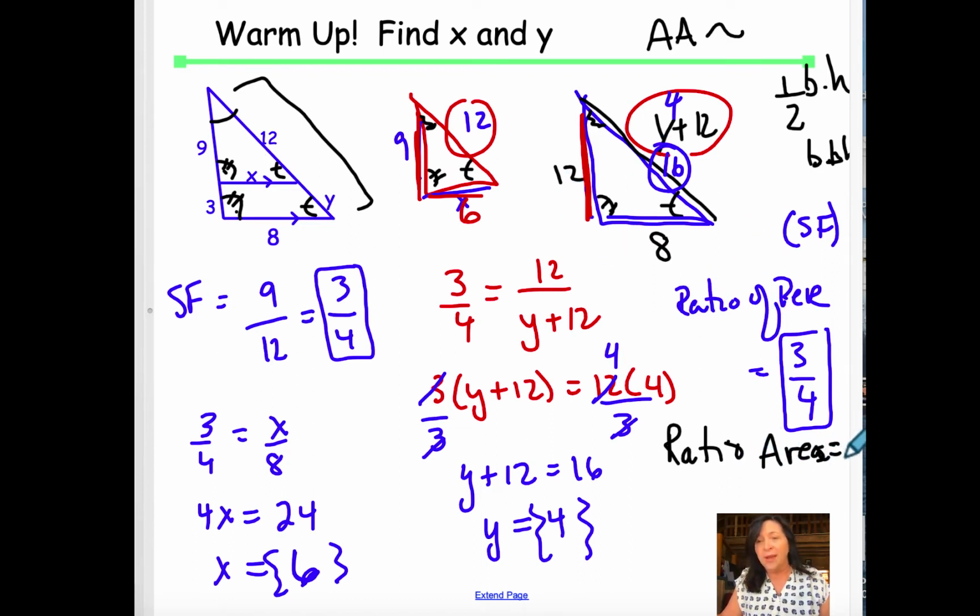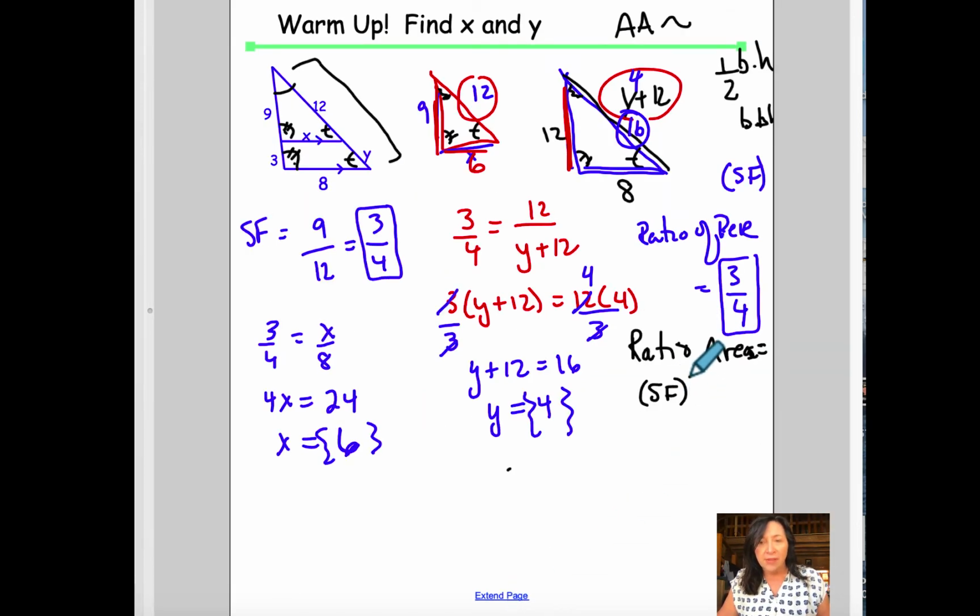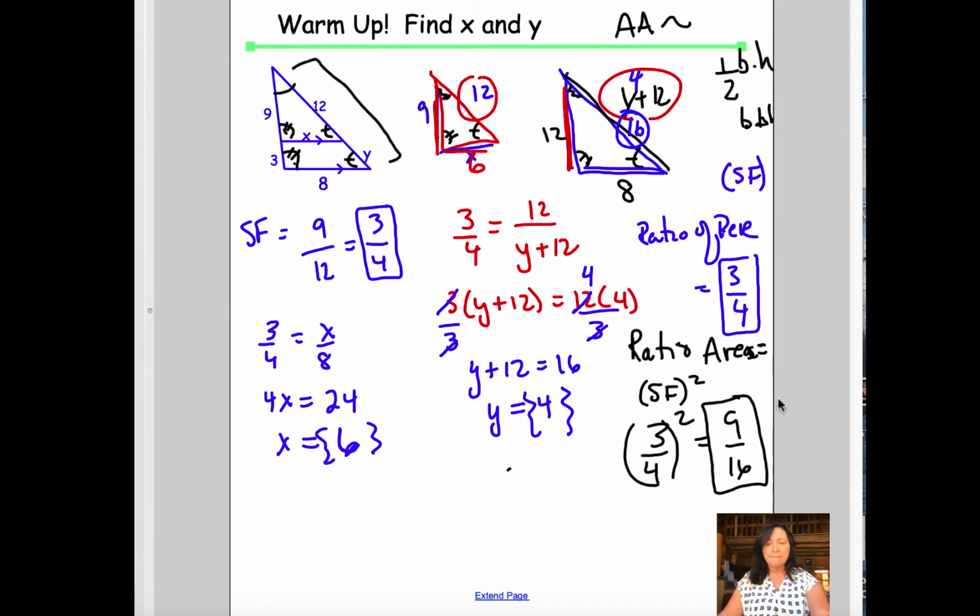However, we do know how to find the ratio of areas because the ratio of areas is my scale factor squared. So whatever my scale factor is, which is 3/4, I'm going to square that, and that's going to be 9/16. So that's my ratio of areas.